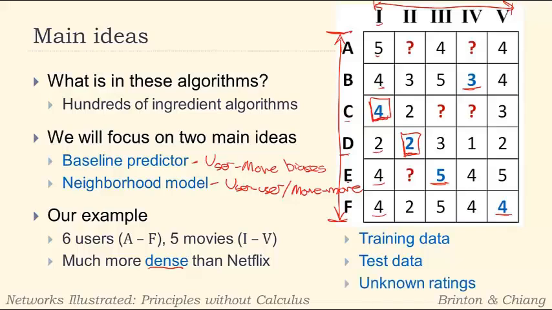And then there are unknown ratings, which we just don't have because the users haven't watched or rated the movies yet. For instance, user E and movie 2, he hasn't rated that. User C, movie 3, this hasn't been rated, and so on.